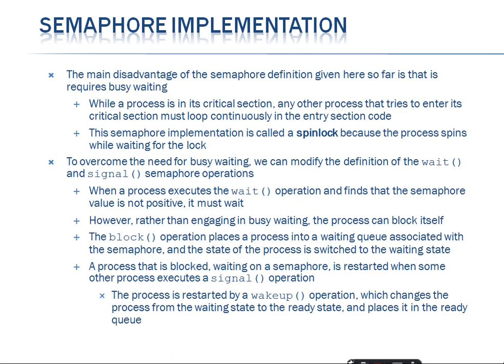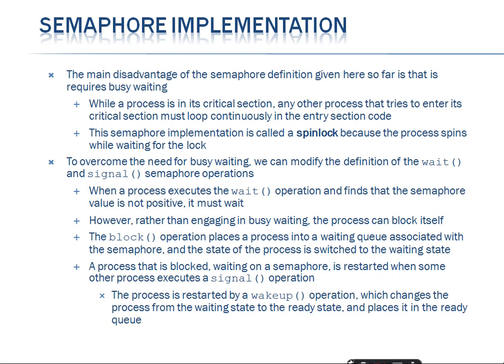See, the process that wants to enter its critical section cannot be granted right now because another process is already executing its critical section. So this requesting process will loop continuously in its entry section, and we implement this condition using a spin lock, because the process spins while waiting for the lock.